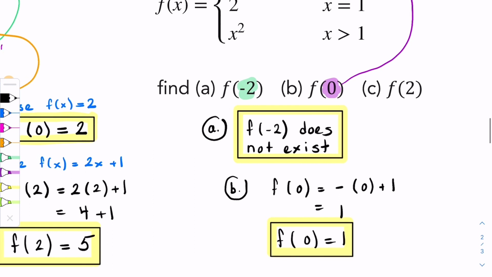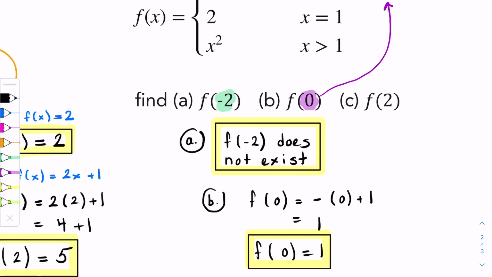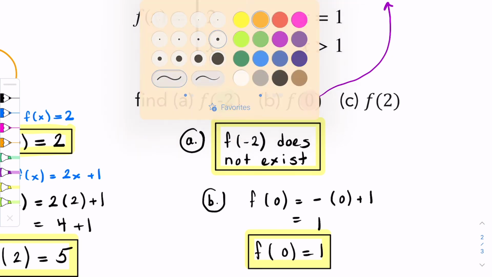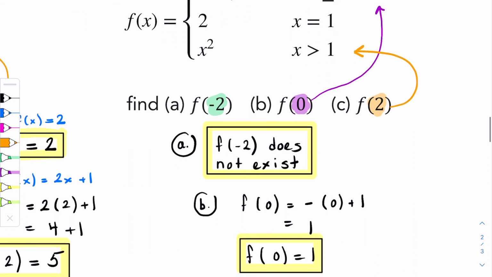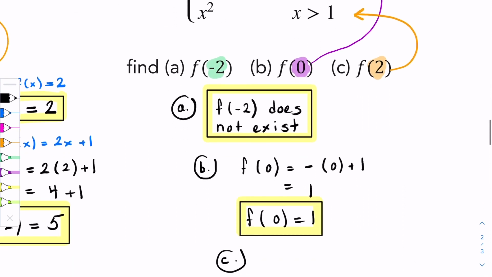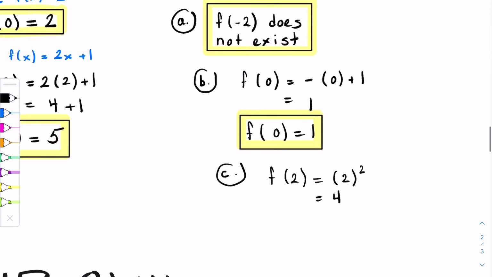And for part C, we're evaluating the function at 2. So 2 would apply to the values of x greater than 1, meaning we're going to use the function x squared. F of 2 substituted into x squared would be 2 squared. That's equal to 4. So f of 2 equals 4.